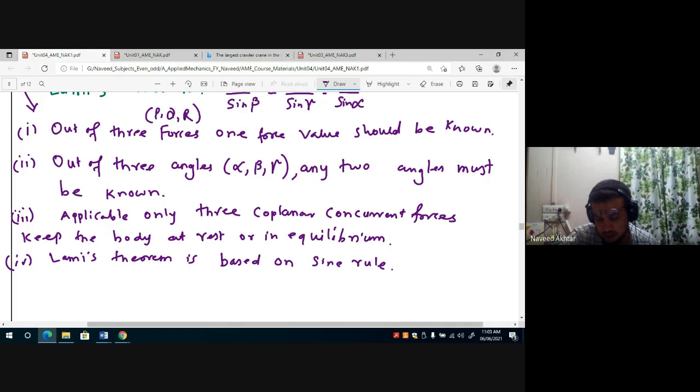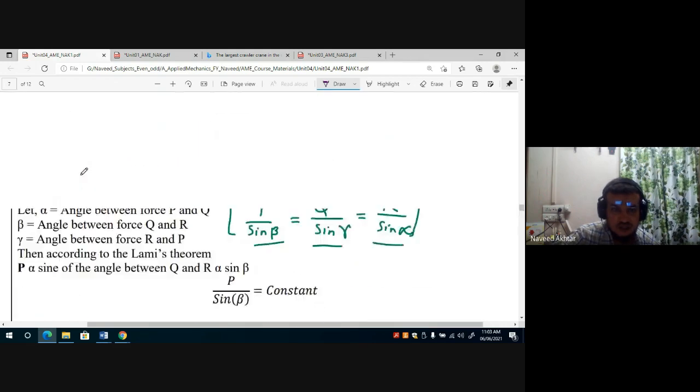Reaction at the point of contact, tension in the string, inclination of string with the vertical, angle between the forces, unknown forces. So these are all about the Lami's theorem. We will solve some examples tomorrow, and then come to know the equilibrium and how to find out the solutions with it.